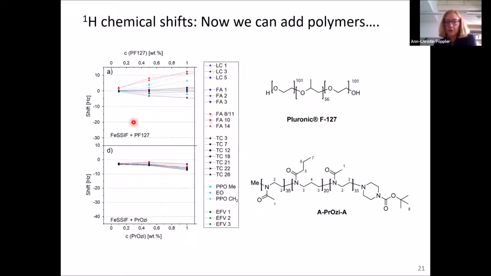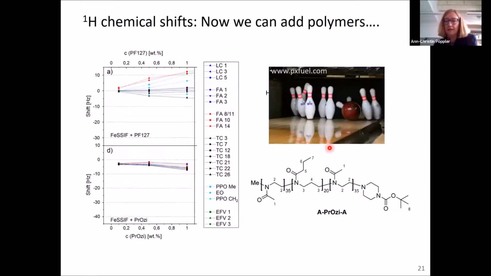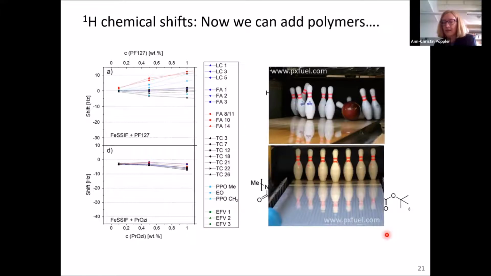If we throw now different amounts of polymer into these mixtures and just observe what happens to the proton chemical shift, we can see that for the commercially available polymer, there are some shifts being observed, while there's almost nothing observed in the case of these polyoxazoline polymers. And this might indicate that on the one hand, we have something interfering with our bile salts, and on the other hand, we have something that is non-interfering, at least if we just add the polymer itself.